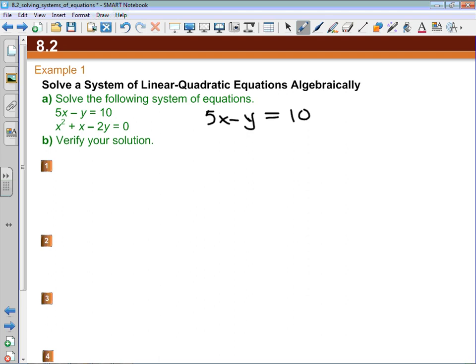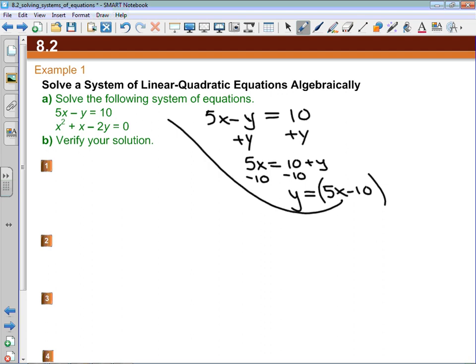I am going to do this one via substitution, which means I'm going to take the easier equation, which I think is this equation, and I'm going to isolate for a variable. It doesn't matter which variable, but if you can avoid introducing fractions, do that. So I'm going to add y on both sides, which gives me 5x is equal to 10 plus y. I'm going to subtract 10 from both sides, so I get that y is equal to 5x minus 10.